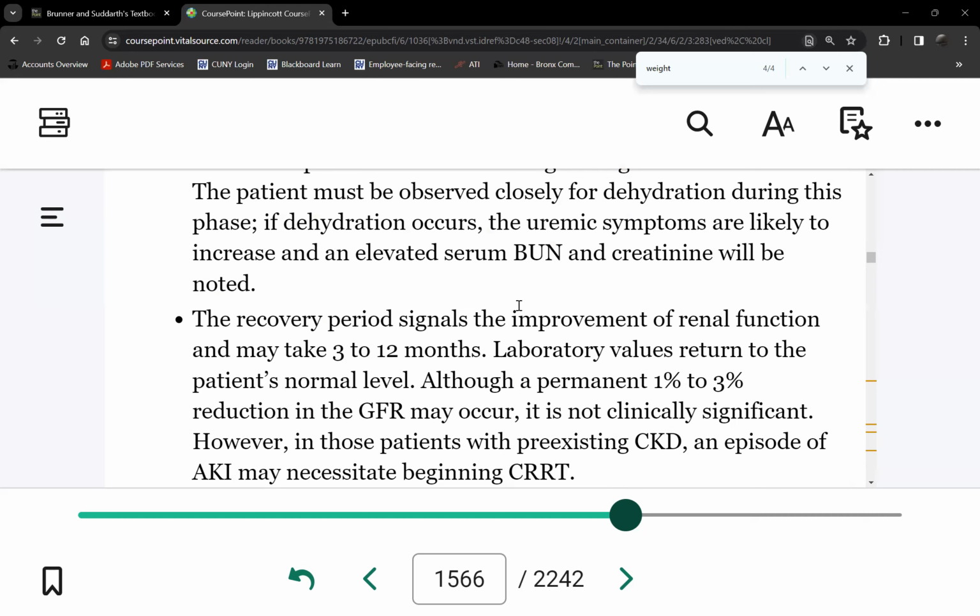Fluid restriction, generally speaking, correct? Except again, if it's pre-renal. Now, you're correct, we still treat the manifestations. So if the patient has hyperkalemia, we have to treat that. If the patient has fluid overload, fluid restriction, you give diuretics, except again, if it's pre-renal.